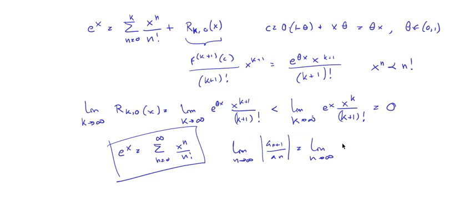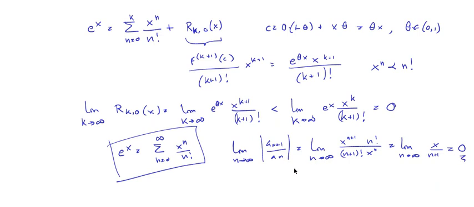Is 1, yeah, sorry, it's x to the n plus 1 divided by n plus 1 factorial, all of this divided by x to the n times n factorial. Or in other words, this is the limit when n goes to infinity of x divided by n plus 1. And again, because x is constant, this limit is going to be 0.